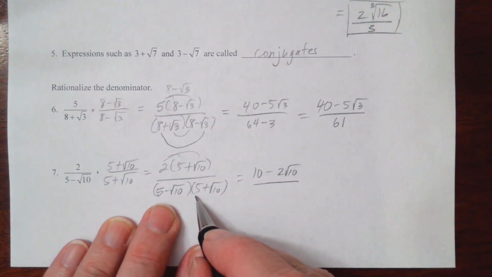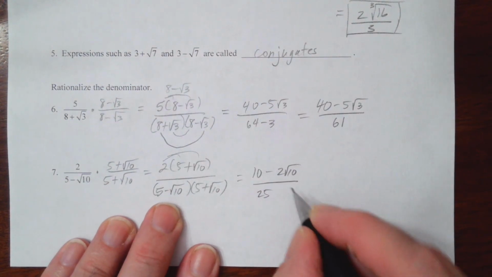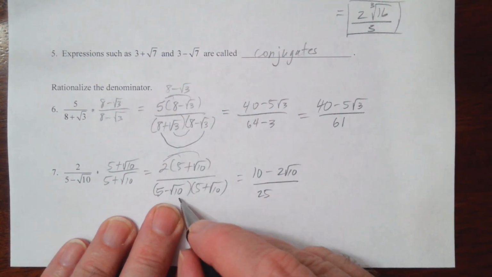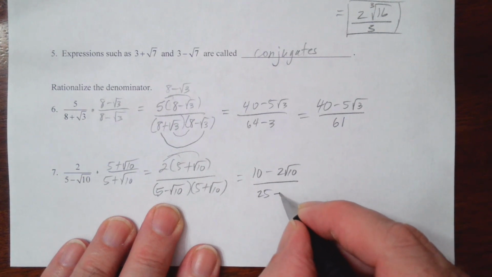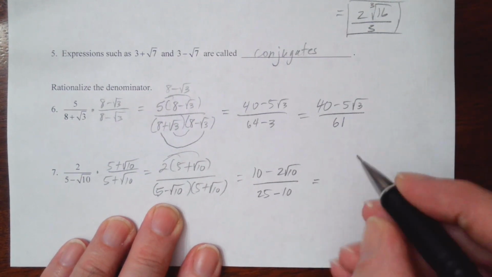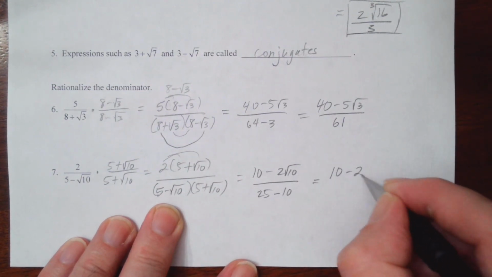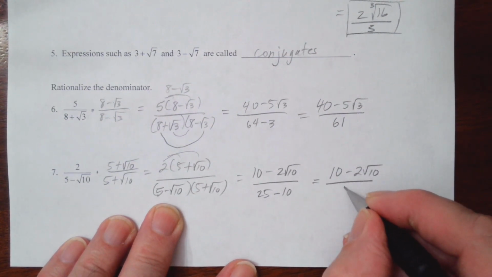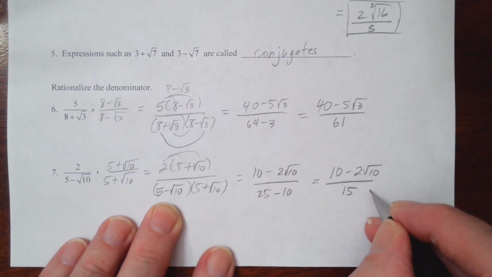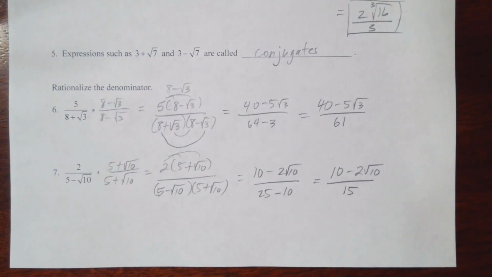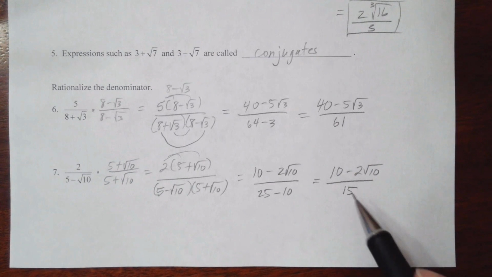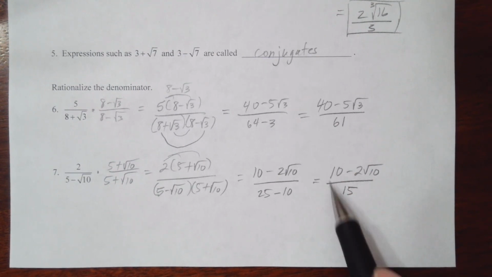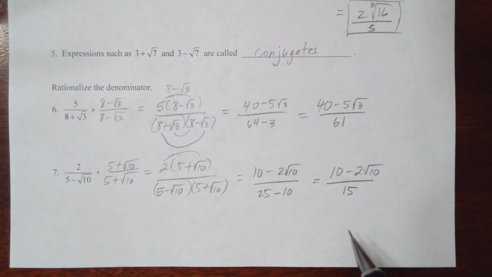And down here it'll be 5 times 5, which is 25. And a negative square root of 10 times a positive square root of 10, that's just going to be minus 10. We're going to get 10 minus 2 square roots of 10 over 15. All right. Now you might be tempted to maybe cancel here, but you can't because this is a term and we know we can't cancel a term. All right, let's move on to the next page.